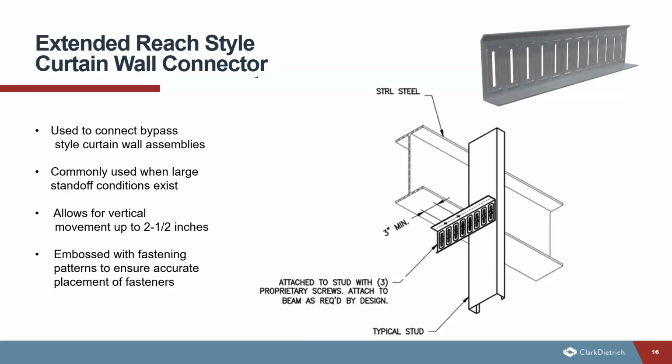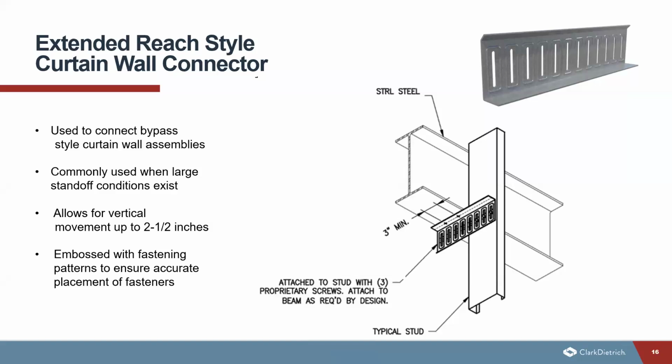So moving on to the next type of connector, this is going to be the extended reach style curtain wall connector. So this is used to connect bypass style curtain wall assemblies, similar to what we just saw, but it's going to be attached a little bit differently and underneath of that red iron. So it's commonly used when large standoff conditions exist, or when that stud framing is going to bypass that structure a little bit more. Again, that could be used to make sure that the stud framing is in a perfect line, in case the building might not be completely perfect or plumb.